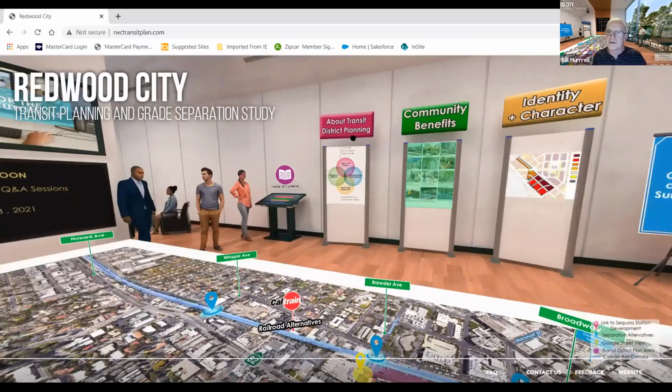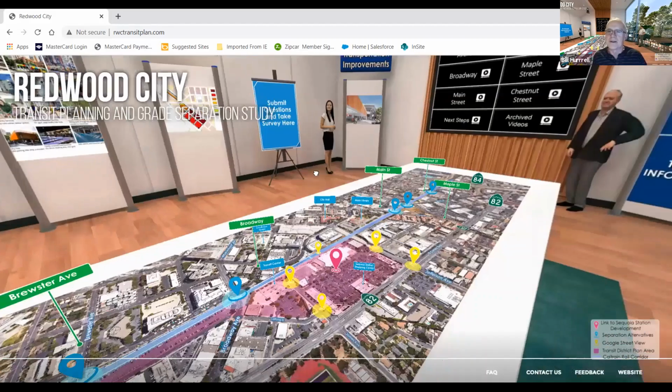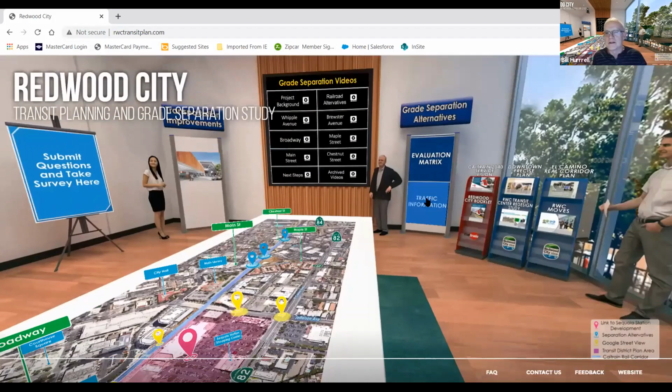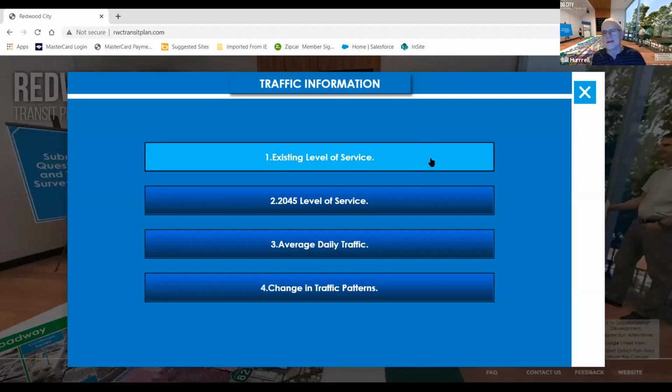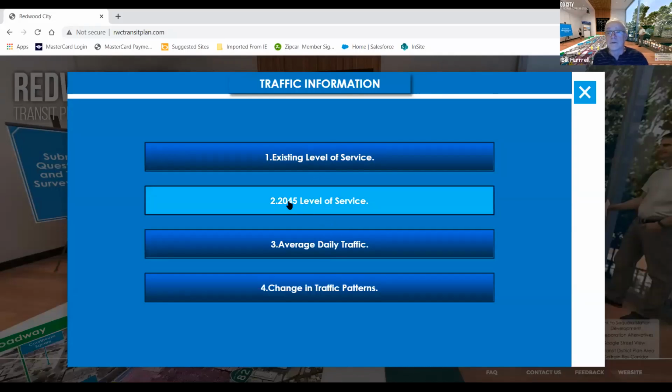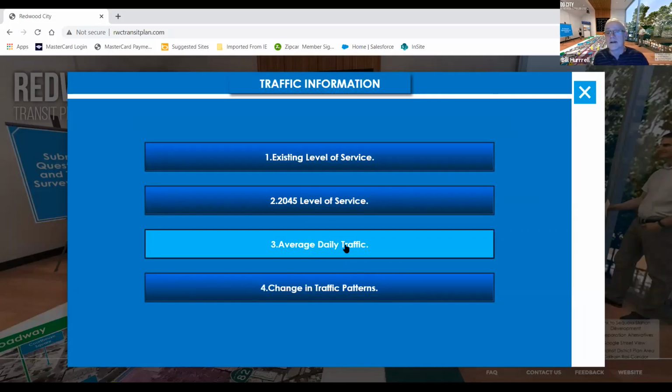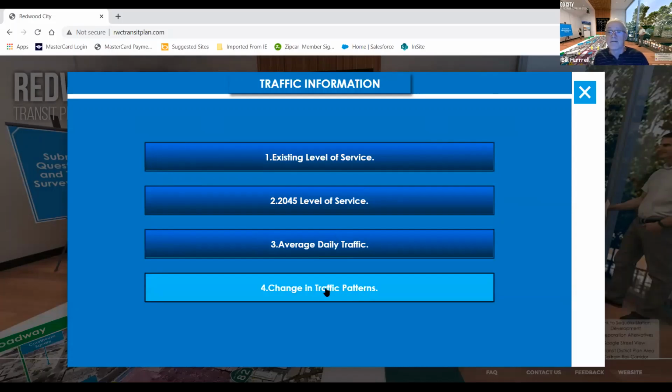So as Jessica was showing you earlier, the traffic information is over here. Click on it. Just to give you an idea of what's there, there's existing level of service information that we'll talk about in a second. There's also information for the year 2045, so a projection of what might happen in the future. And then we also have information on the daily traffic. That's the amount of traffic crossing the tracks at the different locations. And then there's a set of graphics that looks at traffic patterns.